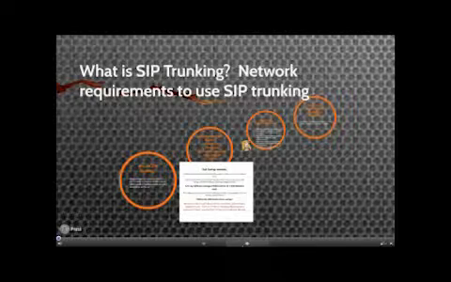So today we're talking about SIP trunking. This is not meant to be a highly technical tutorial, rather a way to explain very simply what SIP trunking is, why you might want to use it, and what you need to know if you're going to go forward with it. So we're going to be talking about that today.